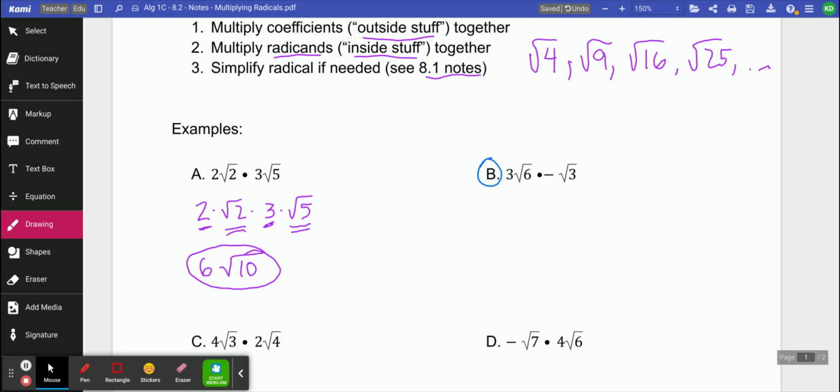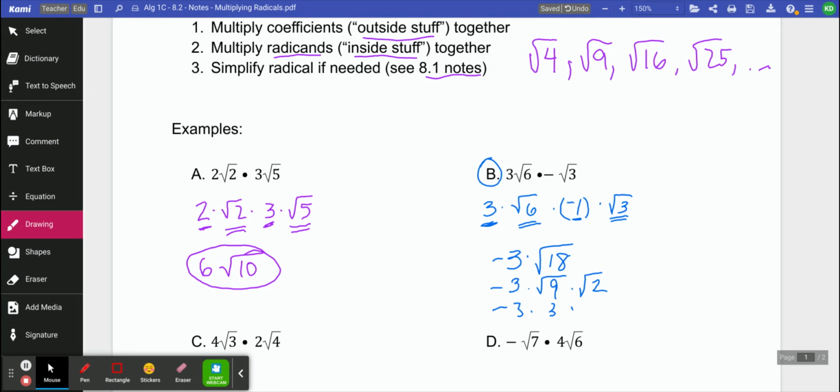For number B, we have 3 radical 6 times negative radical 3. If I want to write this out, I might think of this as 3 times radical 6 times negative 1 times radical 3. So when it comes time to multiply my coefficients together, 3 times negative 1 is just going to be negative 3. And then radical 6 times radical 3 is radical 18. But if I think of my list of perfect squares, radical 18 is actually a multiple of radical 9. So I could write this as radical 9 times radical 2. Radical 9 is, of course, regular 3.